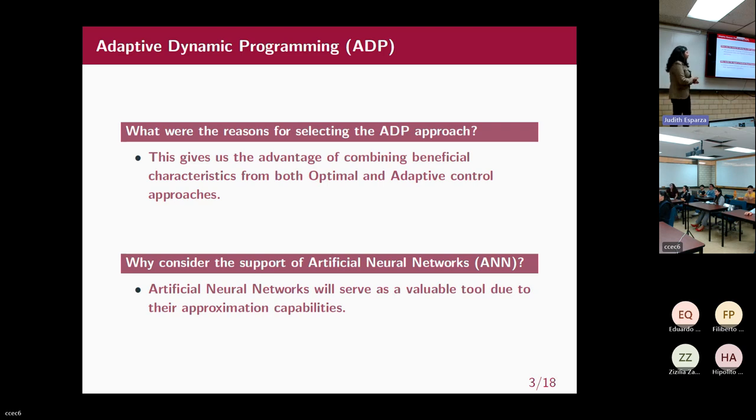And what I consider to support are artificial neural networks. The artificial neural networks were a very important part in this kind of work. Why? Somewhere on the road, we will need some complex calculations that only artificial neural networks will serve us as a valuable tool for, due to their approximation capabilities.